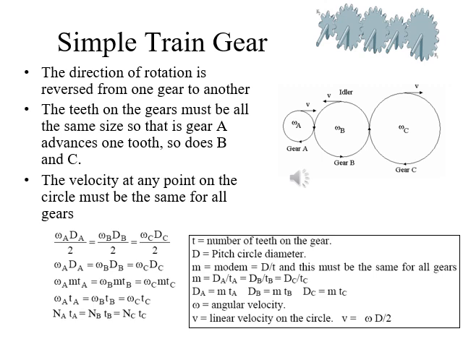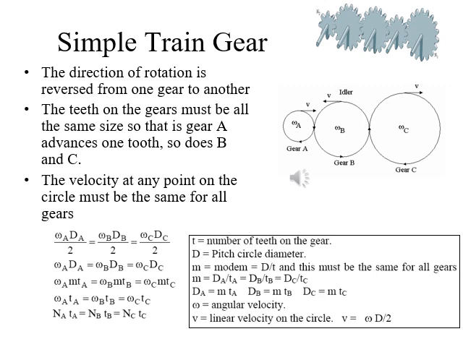The velocity at any point of the circle must be the same for all gears. This means the angular velocity at gear A is equivalent to gear B and also equivalent to gear C. Angular velocity is in radian per second, and you can change it into linear velocity. Linear velocity V is equivalent to omega times d over 2. So d over 2 is the radius. D is the pitch circle diameter, or you can use R, the pitch radius.